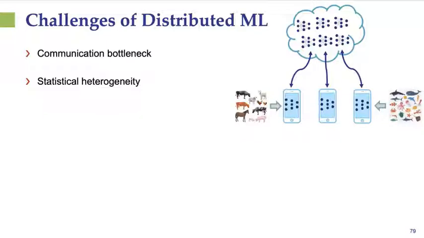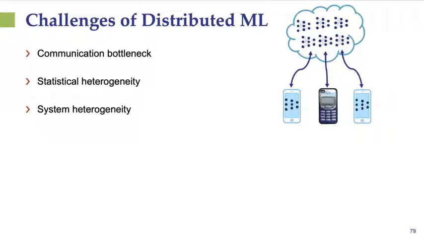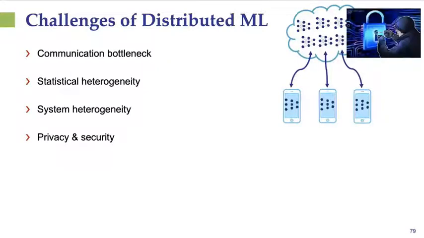There's going to be statistical heterogeneity. That is, not every device is going to have the same quality of data. There's going to be system heterogeneity. Not every device is going to have the same capability for computation and so forth. Privacy and security, of course. Once you have a lot of devices in a wireless network, there is the possibility of intruders and all kinds of other things. And I'll talk about that a bit later as well.